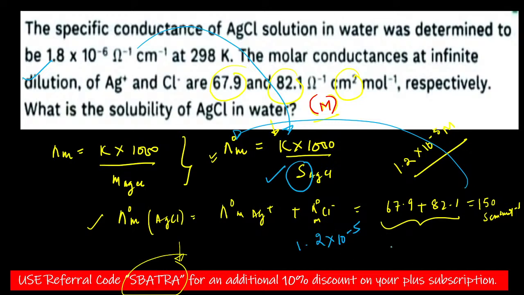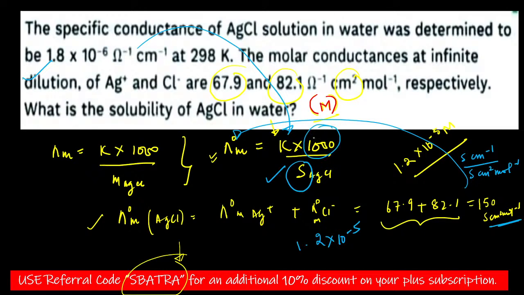Now what are the units? This one is Siemens centimeter square mole inverse, and this unit is Siemens centimeter inverse. See guys, Siemens centimeter inverse is the unit of conductivity, and the unit for molar conductivity is Siemens centimeter square mole inverse.